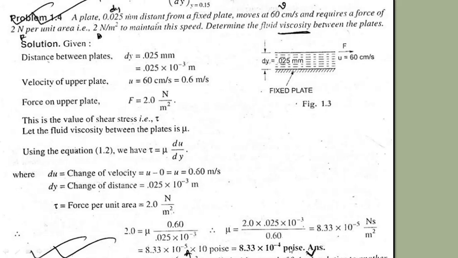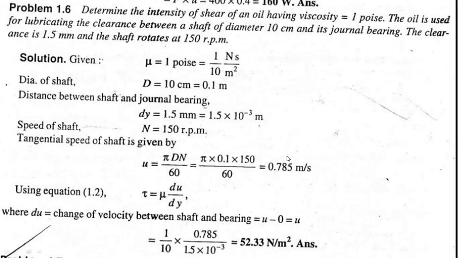This is the poise. So viscosity mu is always calculated in poise. So this is the equation for calculating viscosity.